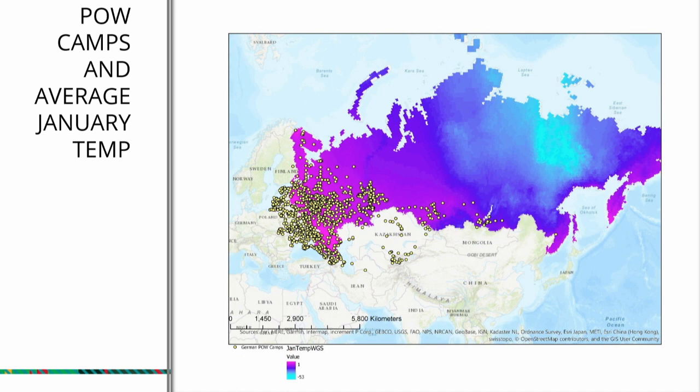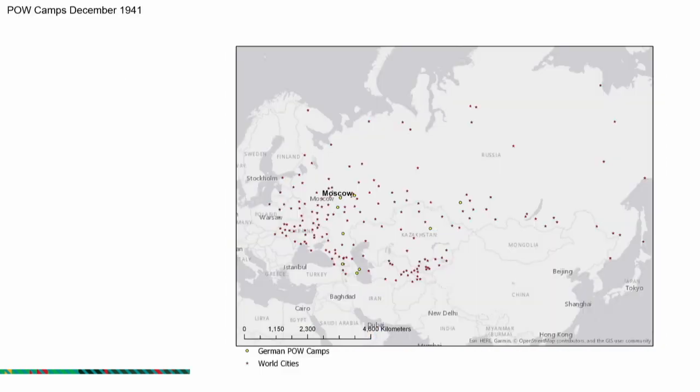I was also able to map the camps in relation to the average January temperature data for Russia. So despite the fact that many of the POWs stated that they had been in Siberia, the mapping shows that the majority of them were not in fact in Siberia, and for those who were in Siberia, they were in the more temperate regions of Siberia.